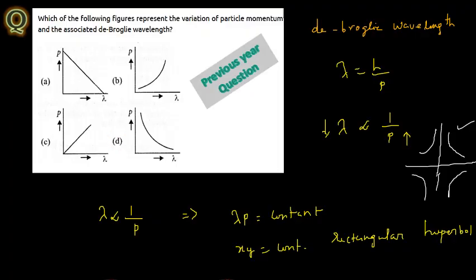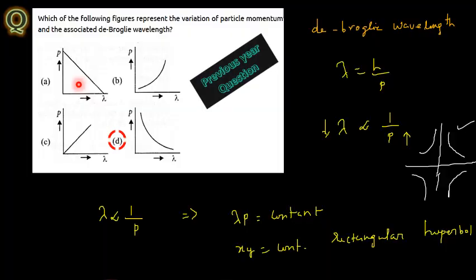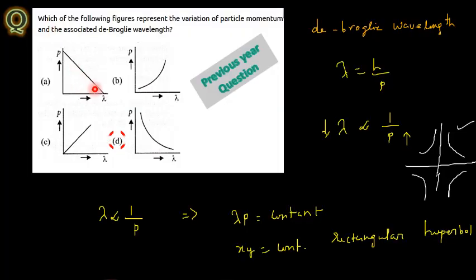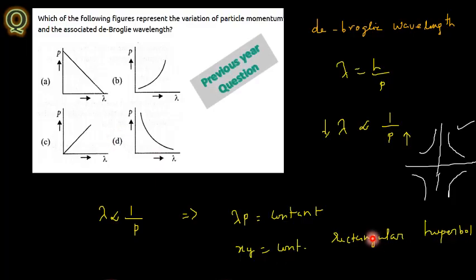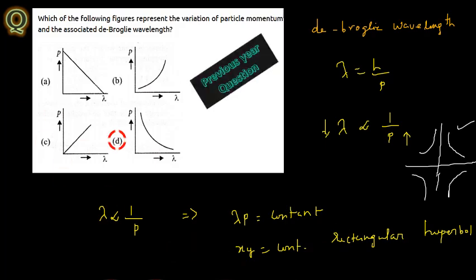But one more thing: why is it not this one? This is a straight line equation, that is y equal to mx plus c. That's the concept. This is a straight line equation, so you are not going to have that. See, this is xy equal to constant. This is a rectangular hyperbola. You have to understand the concept between these two so that you can easily understand it.